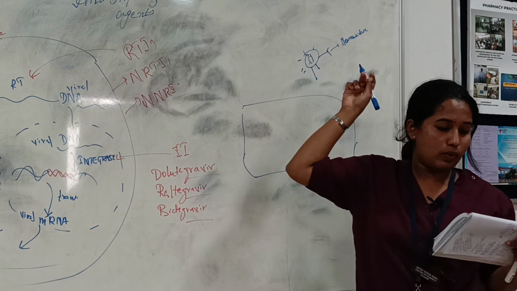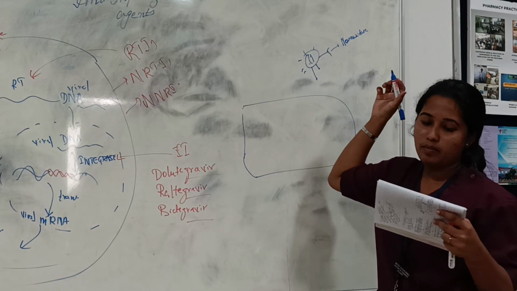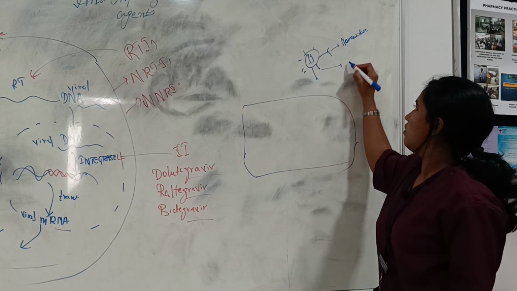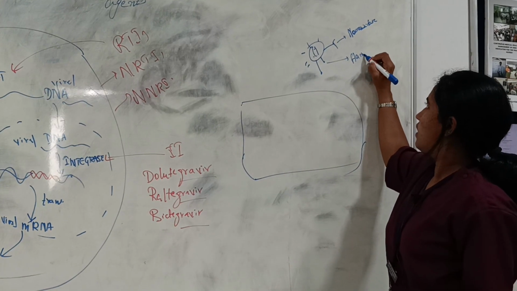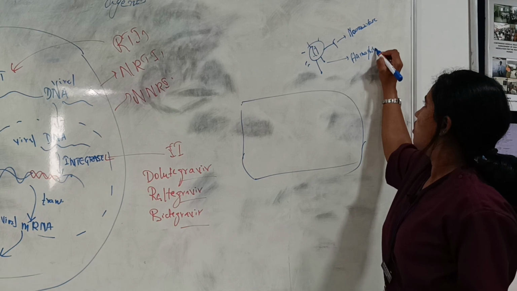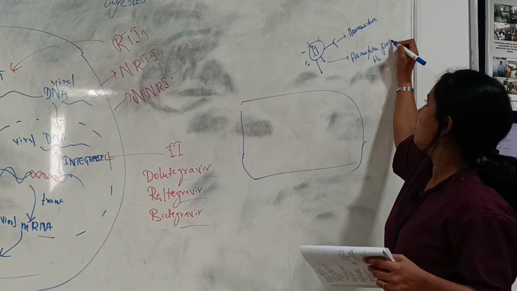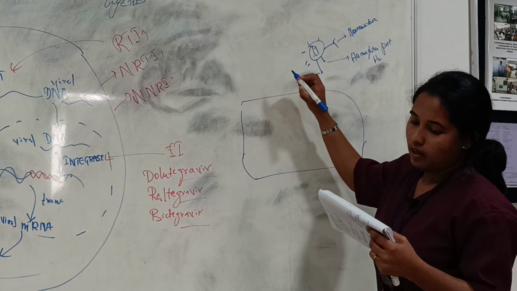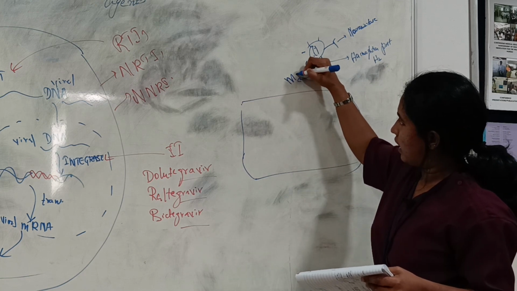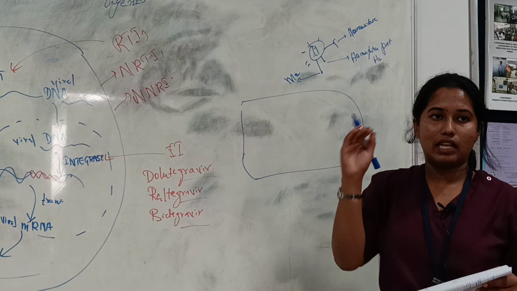Neuraminidase, okay, that is one enzyme. Next is hemagglutinin. I mean, not an enzyme, a structure. Hemagglutinin is a protein, and there's one more thing called the protein ion channel, that is the M2 channel. So these have different functions.